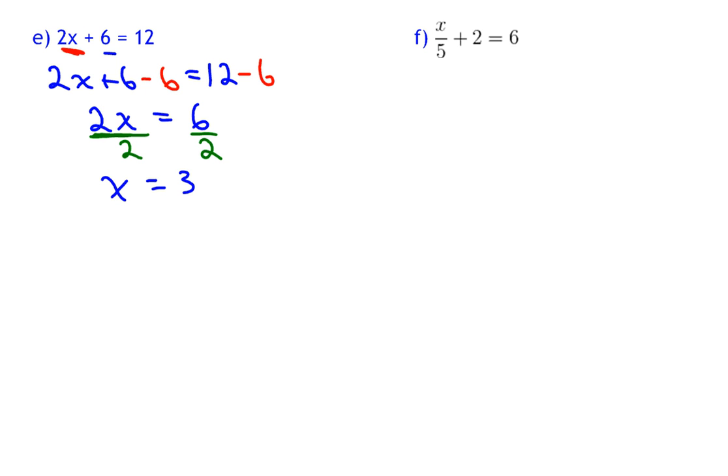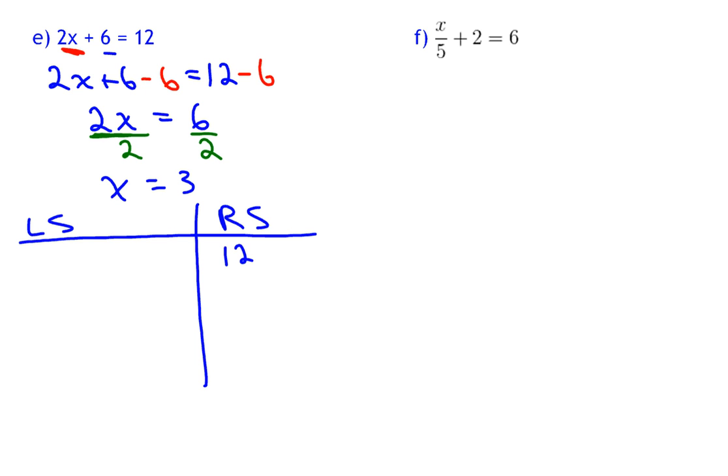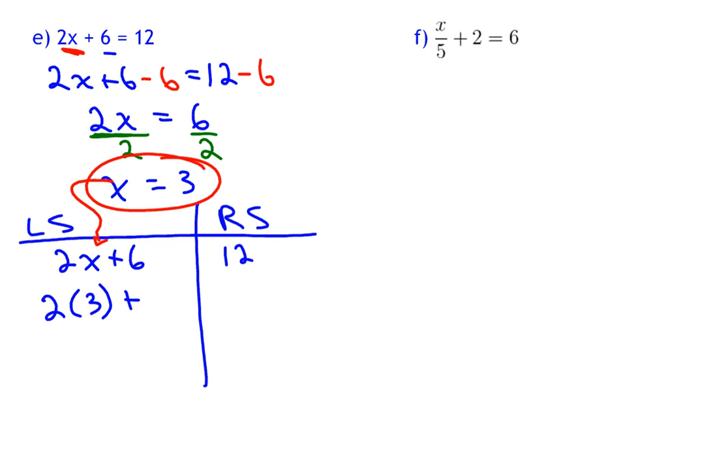Again, let's just do a quick left side, right side check here. So here's the left side, here's the right side. The right side's fairly easy. There's just 12 over here. And the left side was this, 2x plus 6. We think that the answer is 3, so we're going to take that 3 and substitute it into the equation here. So 2 times 3 plus 6 more. 2 times 3 is 6, plus another 6 works out to 12.